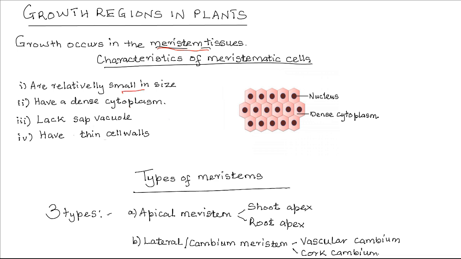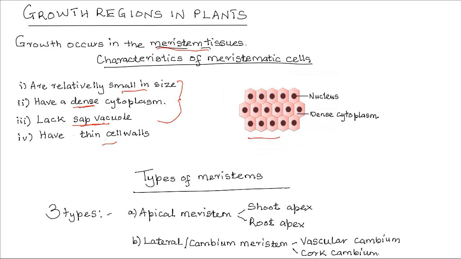They are relatively small compared to other plant cells. They have a dense cytoplasm and they lack a large vacuole. But these three characteristic features are related. The smallness in size is because of the absence of a large vacuole, and the dense cytoplasm again is because of the absence of the vacuole that makes the cytoplasm continuous. Then they also have thin cell walls.